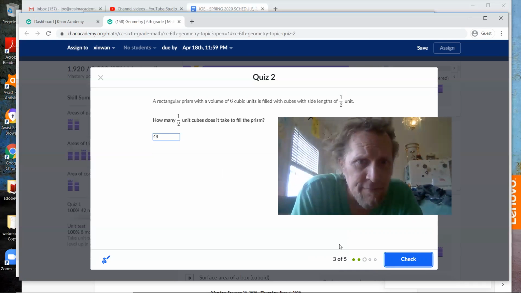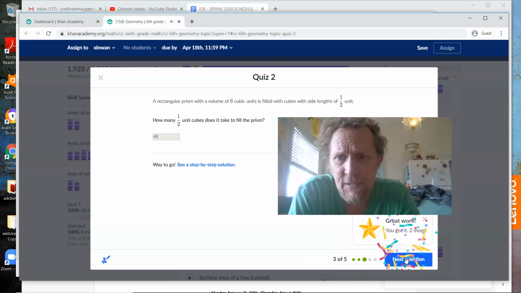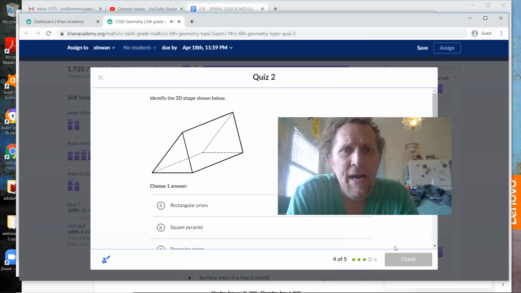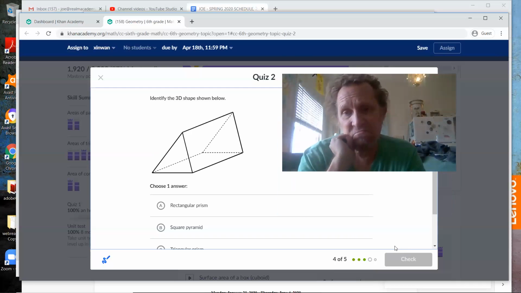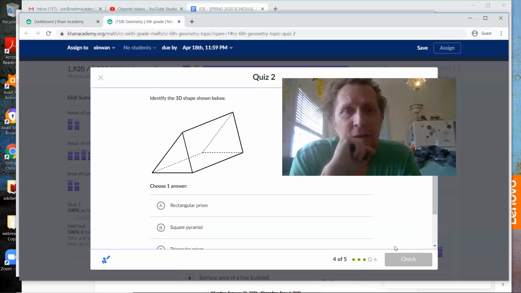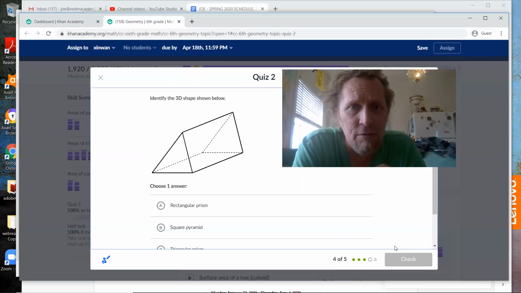And did I type in 48? I hope so. I can't really see it. All right. Okay. Identify the 3D shape below. Anybody remember how much time I've got here? Got 8 more minutes, I think, and a couple more questions. I'm doing all right.